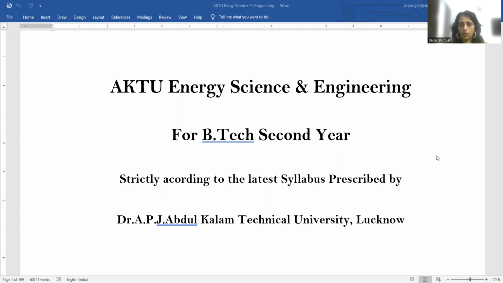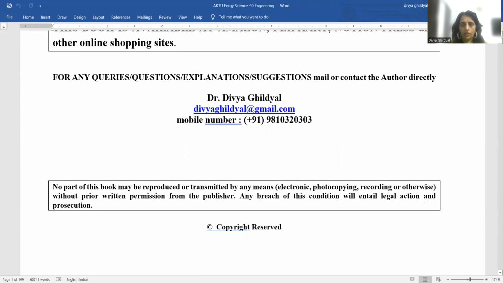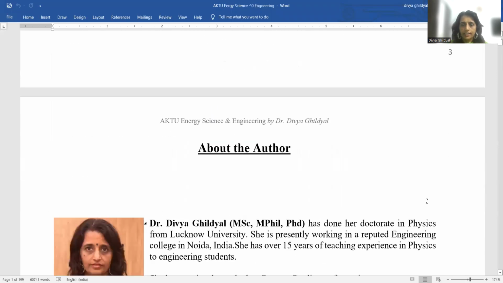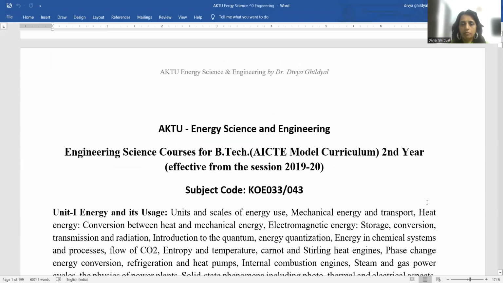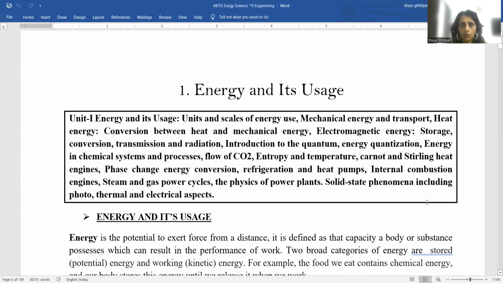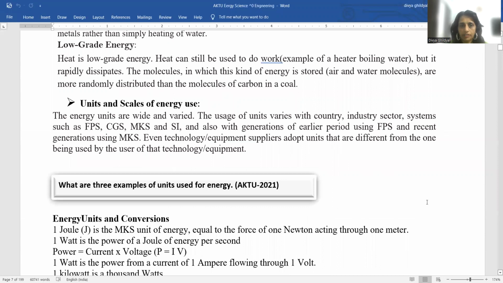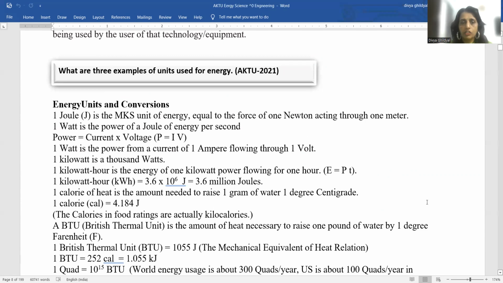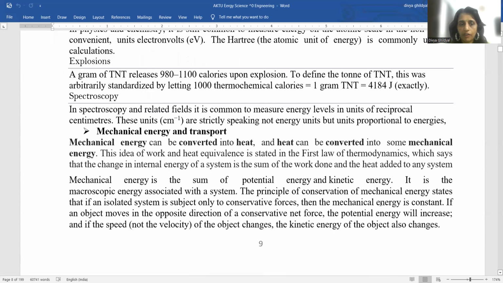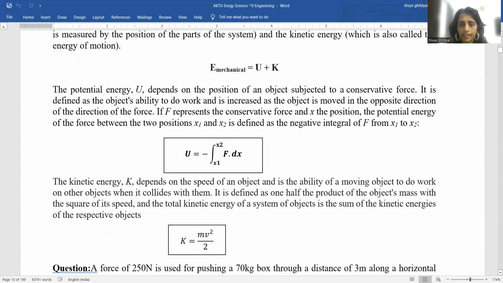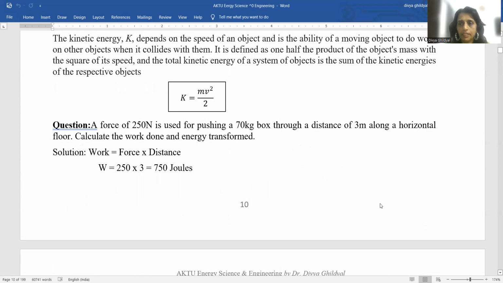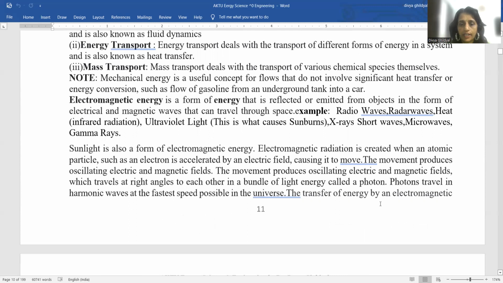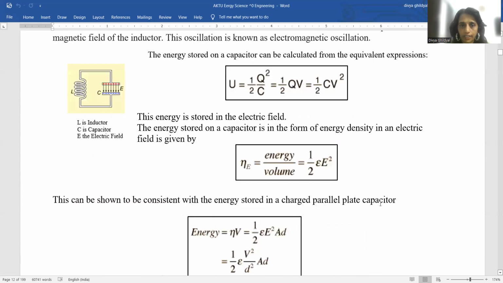I will be continuing with my lecture on Unit 1, Energy and its usage. In my previous lecture, I told you about the different types of energies, potential energy, kinetic energy, the important energy units and conversions in MKS, CGS and FPS system of units, and a brief about electromagnetic energy and total energy being equal to the sum of kinetic energy and potential energy.